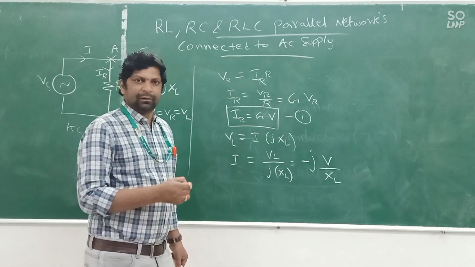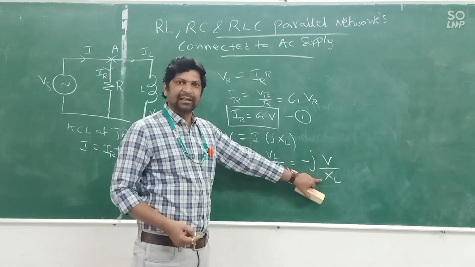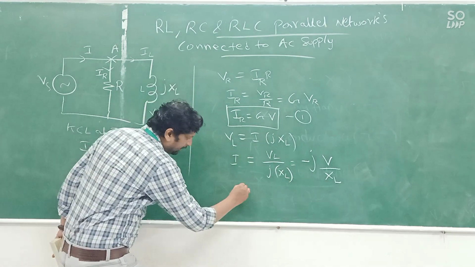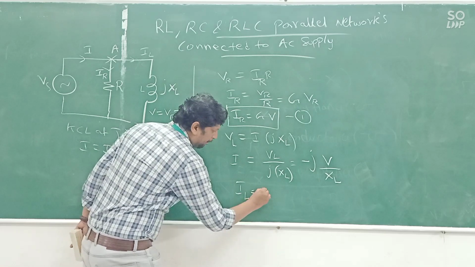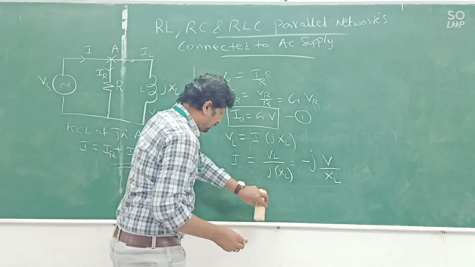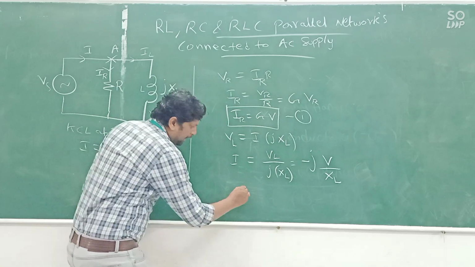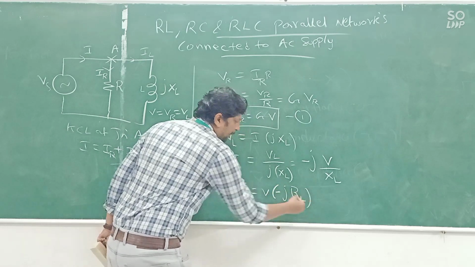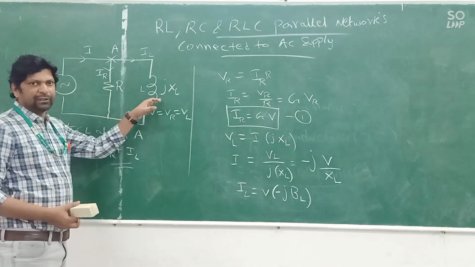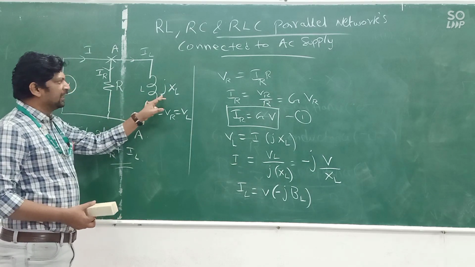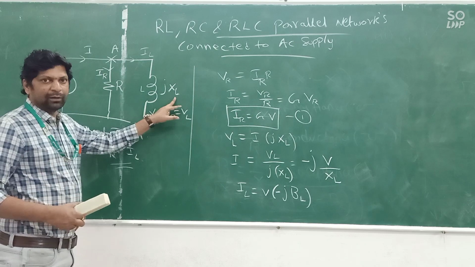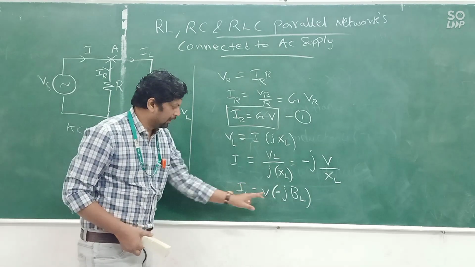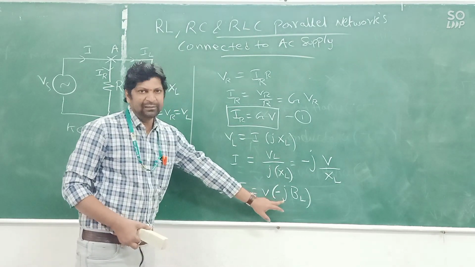From the parallel concept, the reciprocal of reactance, 1 by XL, is nothing but susceptance. 1 by XL is nothing but inductive susceptance. So I can write IL is equal to V into minus jBL. Here, if you notice, in case of inductive reactance, if I represent in terms of reactance, it is jXL. But in case of a parallel network, if I represent inductive reactance in terms of susceptance, it is minus jBL. So IL is equal to V into minus jBL. This is our equation 2.